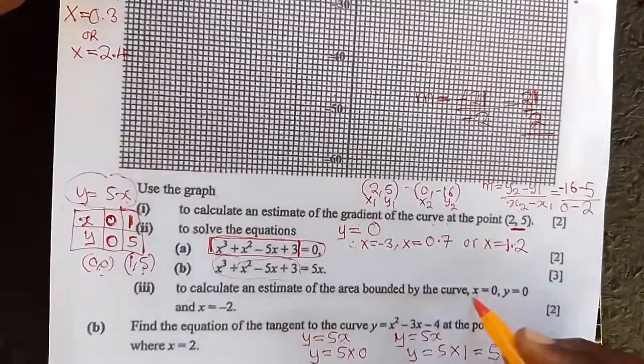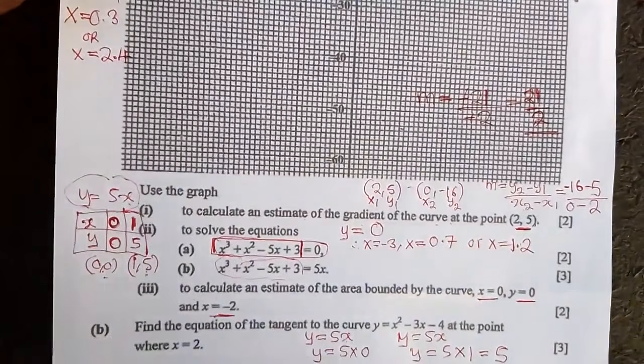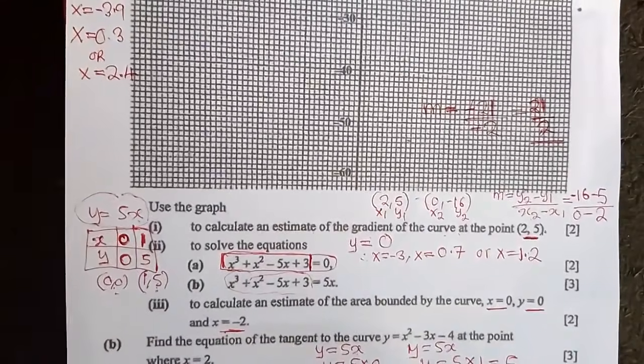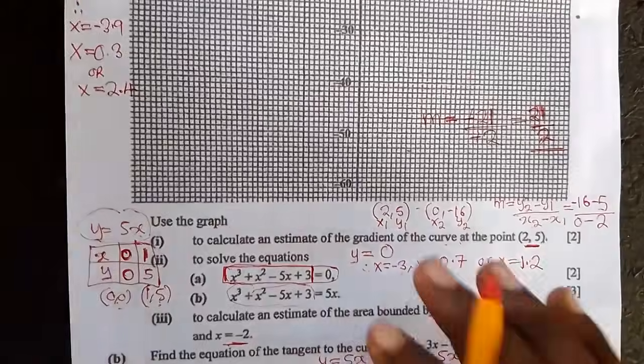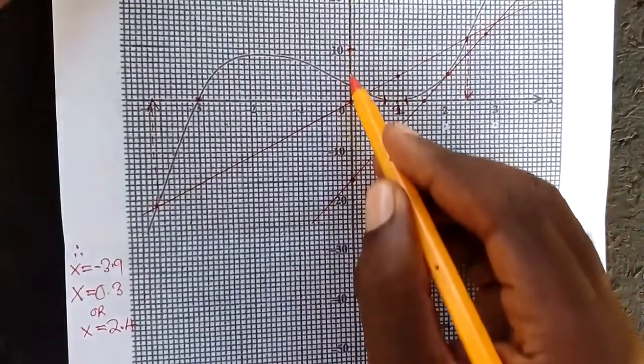Then this is the question: x is equal to 0, y is equal to 0, then x is equal to negative 2. So we put these lines now on the graph. So what are we going to do? x is equal to 0 is this one.